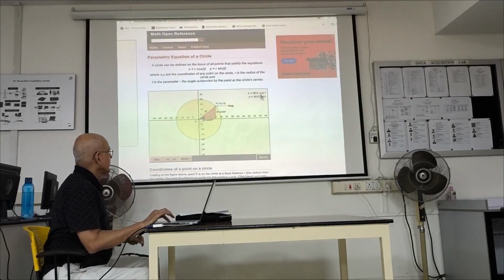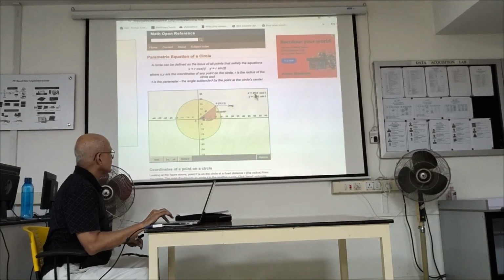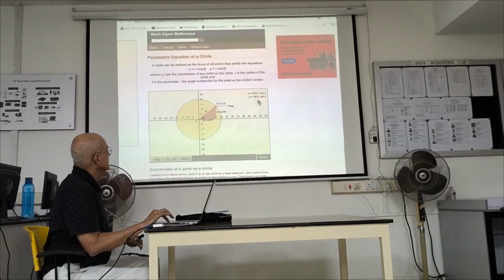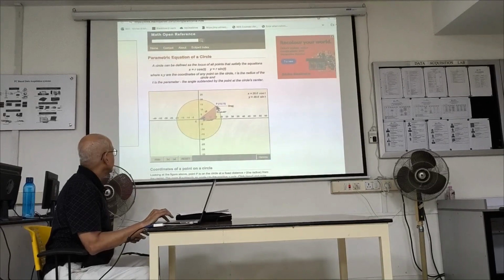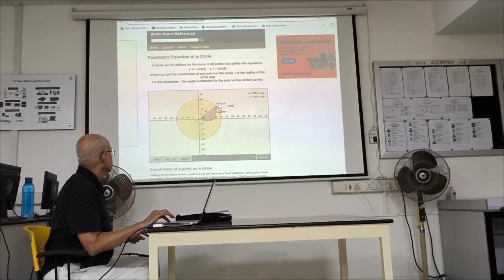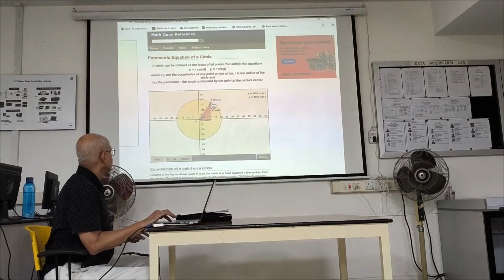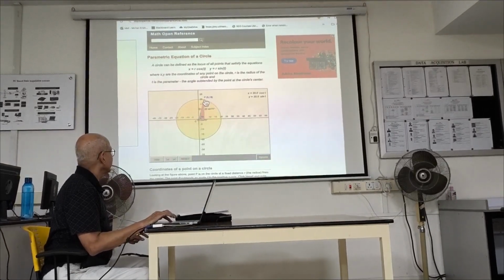So this is x equals 20 cosine t, y equals 20 sine t. Literally, x equals 20 cosine t, y equals 20 sine t is being applied. And it is a circle. In fact, you can drag this. So all the different points on the circle are generated.